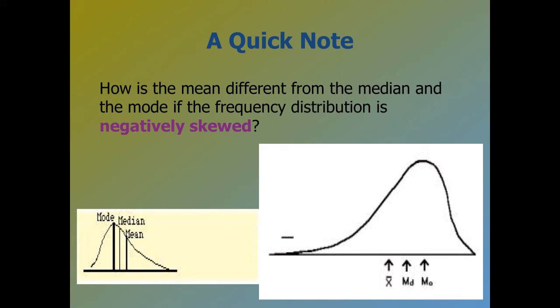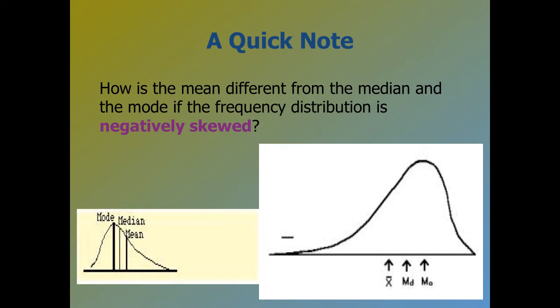A quick note here, this is both our skewed distributions. This is a negatively skewed distribution. This is a positively skewed distribution. What I want you to pay attention to here is where the mean is. As you can see, wherever the long tail goes, that's where the mean goes. And can you figure out why?